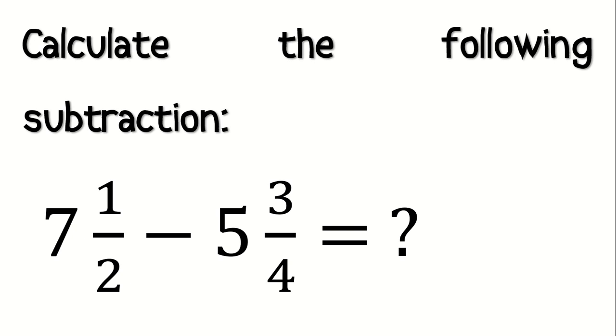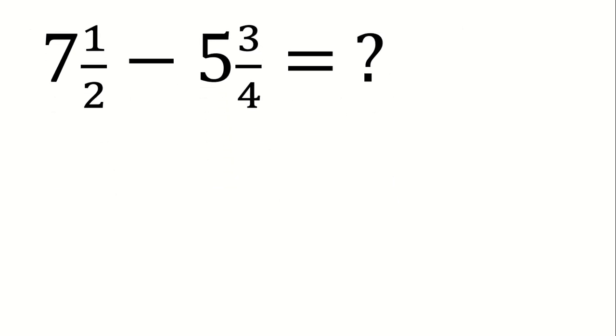So one method is to separate the whole part and the fractional part of each number. For example, we can write 7 and 1/2 as 7 plus 1/2, and 5 and 3/4 as 5 plus 3/4, and subtract each part from the other. But we will talk about this method later. First of all, we can solve this problem by using shapes.